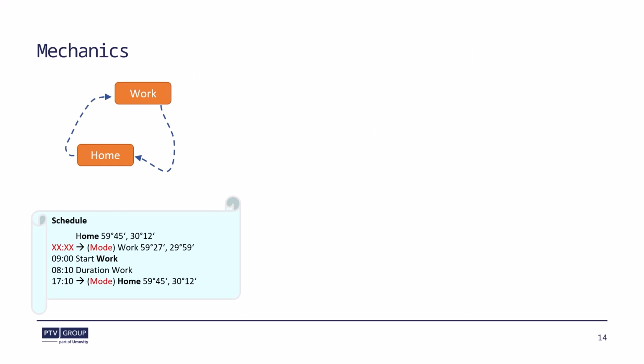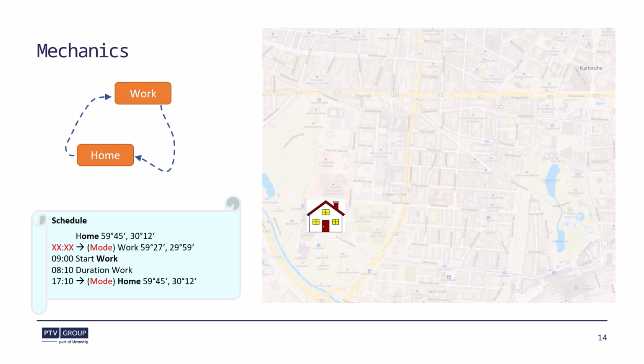Now let's have a look into the mechanism, how the ABM works, how the choice works. Here with an example, with a quite simple example about a mode choice from home to work and back home. You see the schedule is already somehow filled. We know the home location, we know the work location, we know the start time of work, the duration of work, and what we want to know is the mode. So the mode should be chosen here.